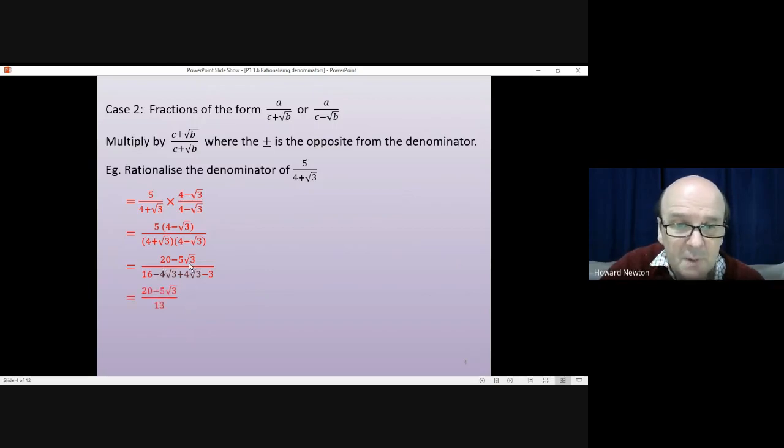So on the top, we've got 20 minus 5 root 3. On the bottom, we've got 13. And yes, I wasn't sure. You could leave it as that, or you could split it up into 2 bits, the 20 over 13 and the minus 5 over 13. That's probably neater, actually, just leaving it as it is.